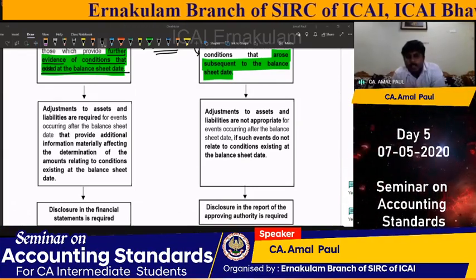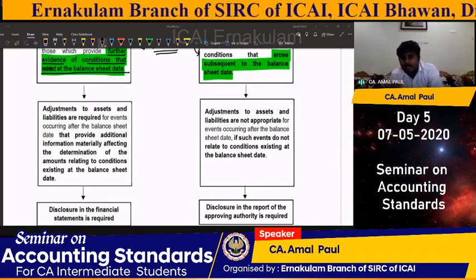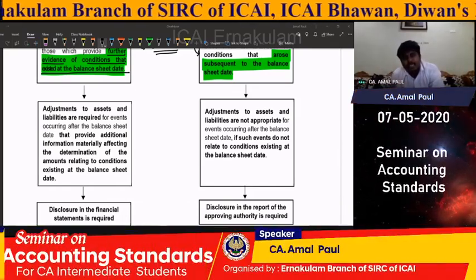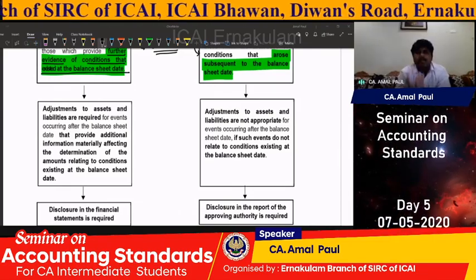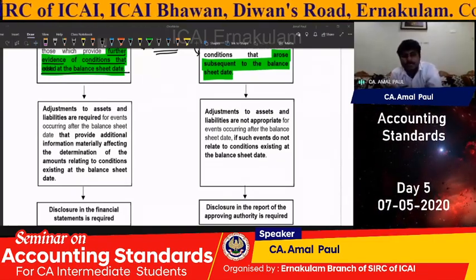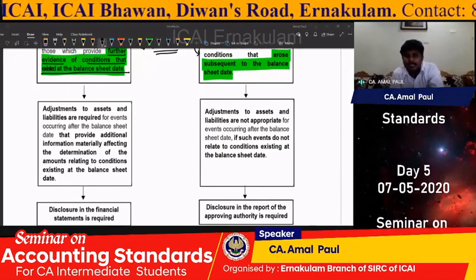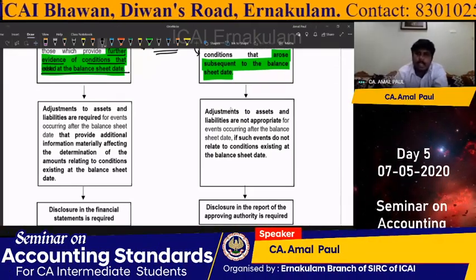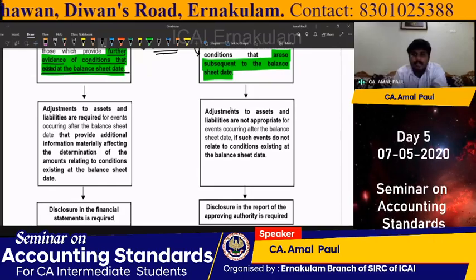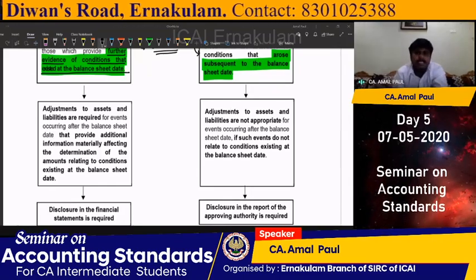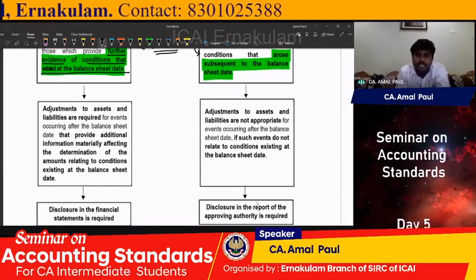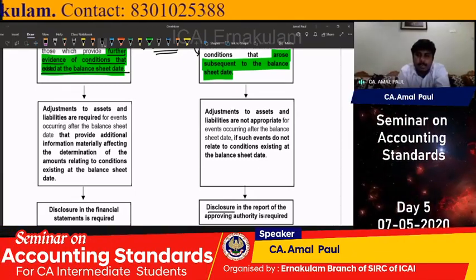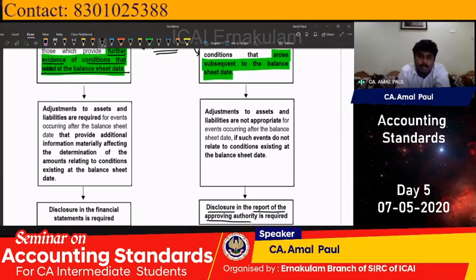When it comes to an adjusting event, we will adjust that in the financial statements. That is, assets and liabilities will have implications. We will disclose its impact in the financial statements if required. When it comes to a non-adjusting event, we will not adjust that in the financial statements. Usually it is disclosed in the report of the approving authority.